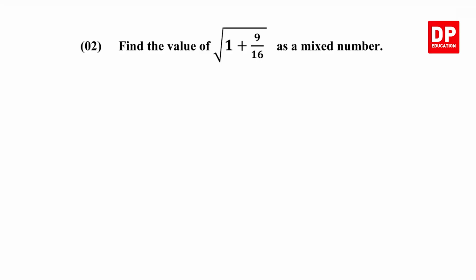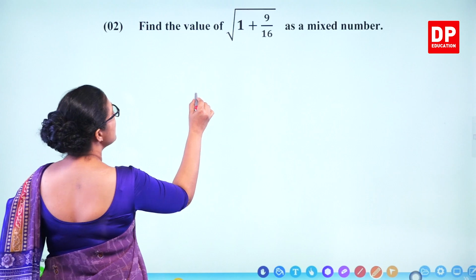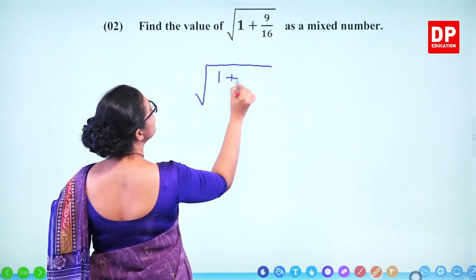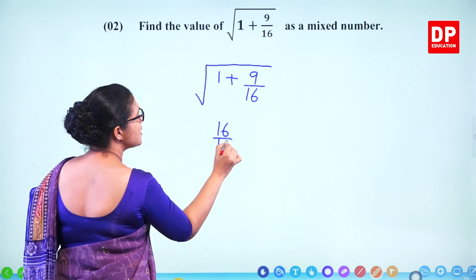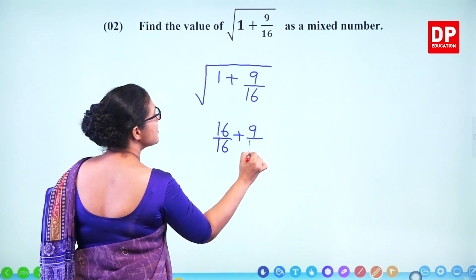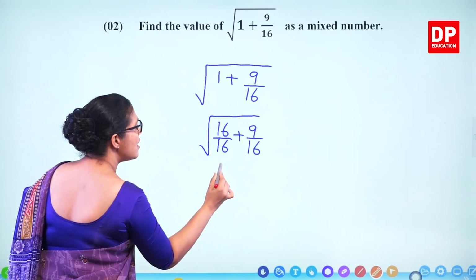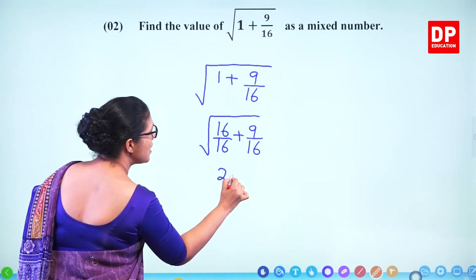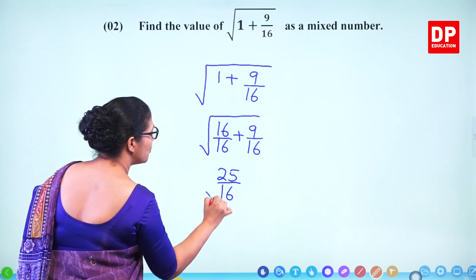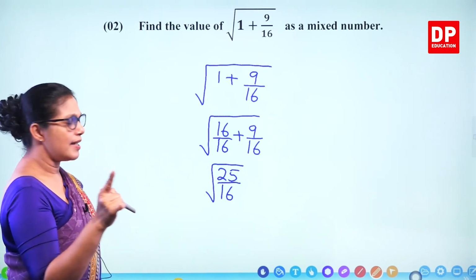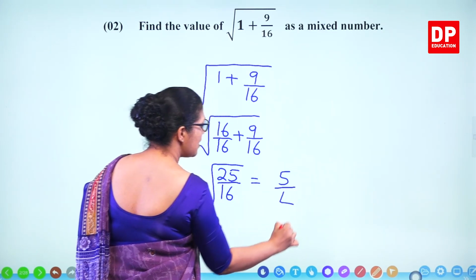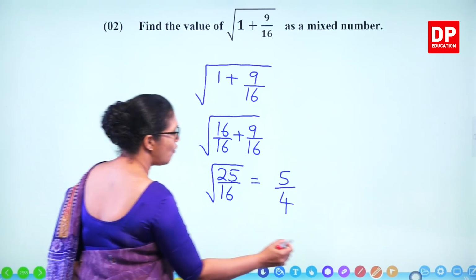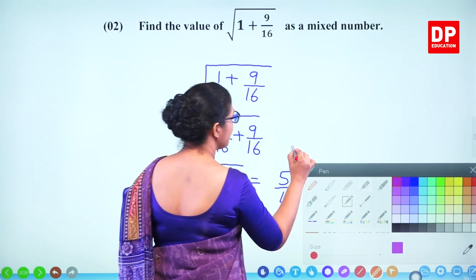Question number 2. Find the value of square root of 1 plus 9 over 16 as a mixed number. So we'll simplify inside the square root. You can write 1 as 16 over 16. Then with the same denominator you can add the numerators. 16 plus 9 is 25. Then what do you do? Take the square root separately. Square root of 25 is 5. Square root of 16 is 4. So 5 over 4. So 2 marks for that.